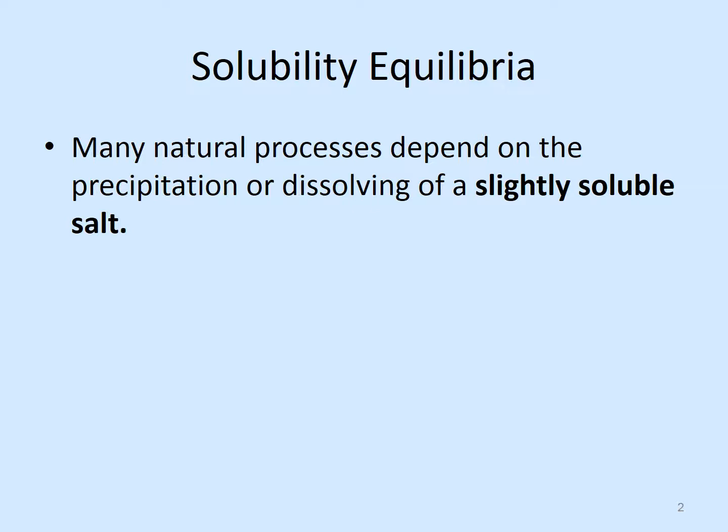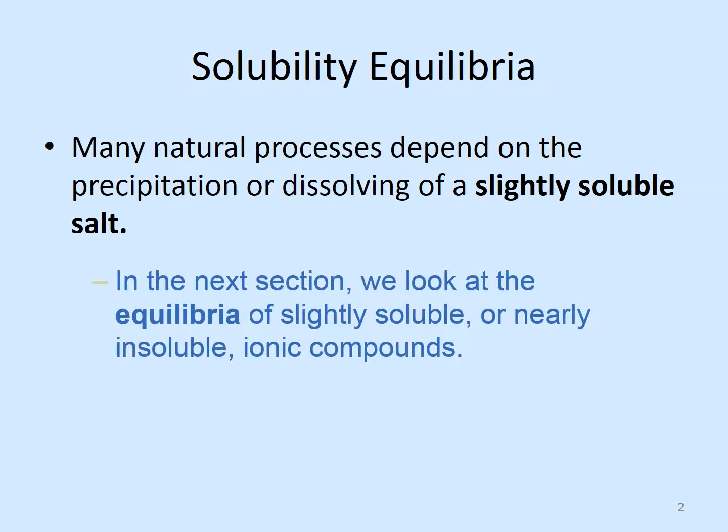All right, so like I said, we learned the solubilities way back at the beginning of the class, and those are solids that will dissolve very easily in water. However, a lot of solids do not dissolve very well in water. They're slightly soluble, and a lot of things will precipitate if you mix them together in water. They can't stay dissolved. So a lot of natural processes depend on these slightly soluble salts. So we're going to look at equilibria of nearly insoluble ionic compounds.